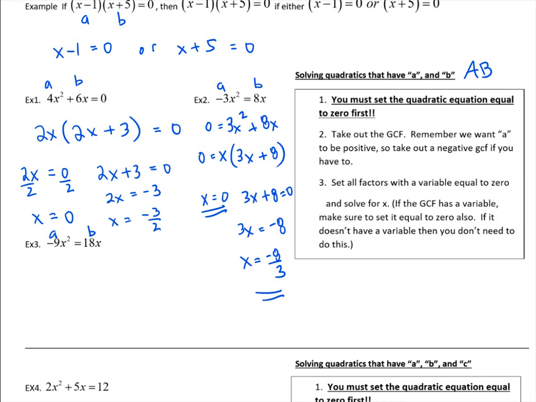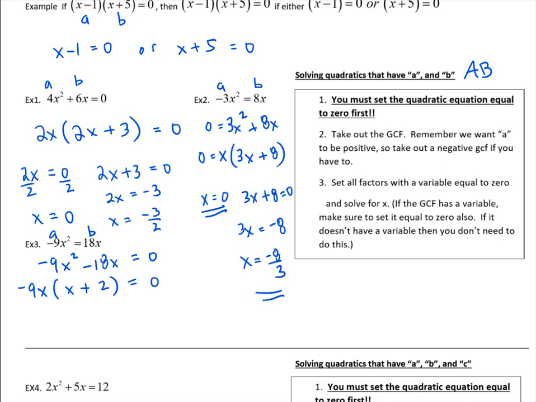So this time I'll minus the 18 on both sides. So I get negative 9x squared minus 18x is equal to 0. Now I notice a is negative. I want it to be positive. So when I take out the GCF, I'm going to actually take out a negative 9 and also the x, so then I'm going to end up with x plus 2 on the inside is equal to 0.